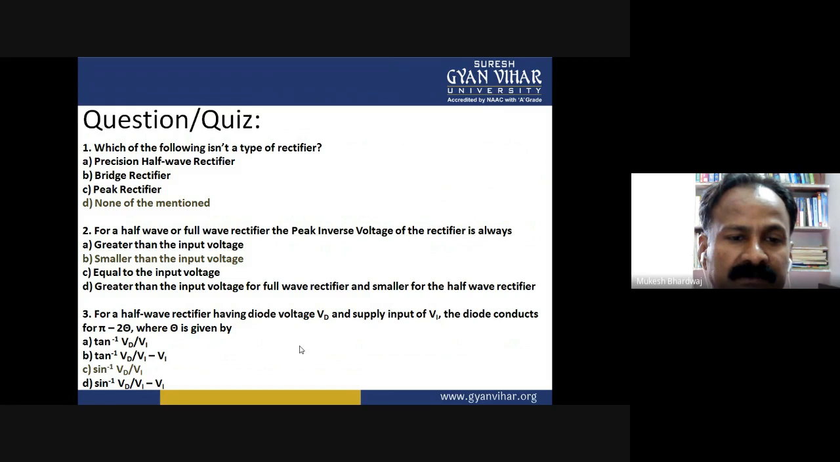So phi is inverse sine, sin phi is equal to Vd by V1. So phi is equal to sine inverse of Vd by V1.